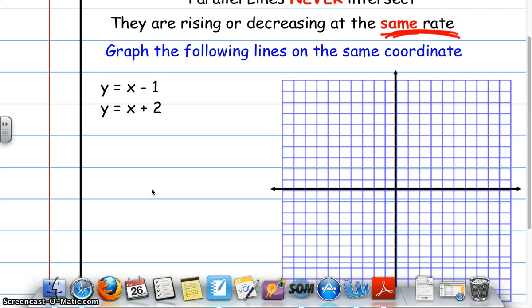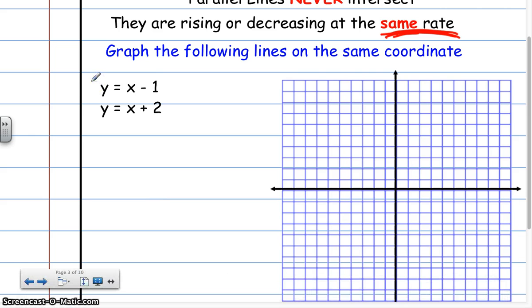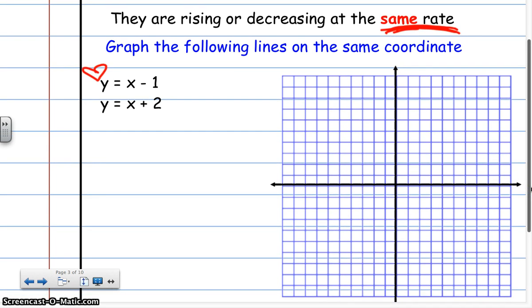All right, looking at both of these, I have y is equal to x minus 1. That has a y-intercept of -1, so I'm going to make my dot at -1. And I have a slope of 1. That means I go up 1 over 1, up 1 over 1, up 1 over 1, or down 1 over 1, down 1 over 1. Okay.